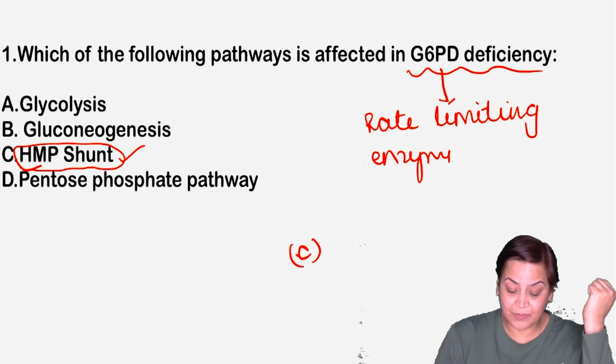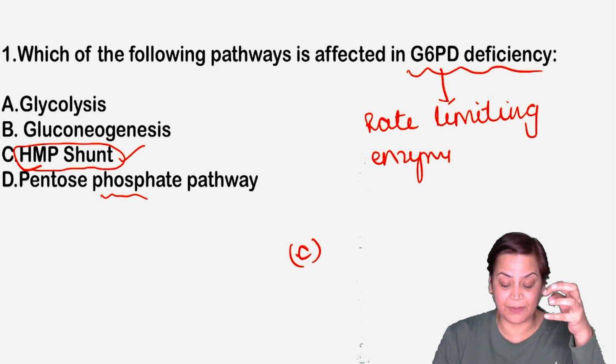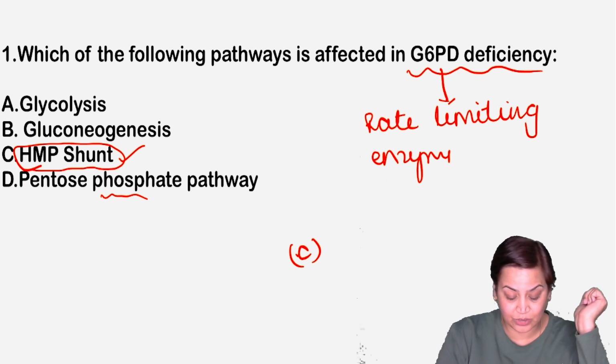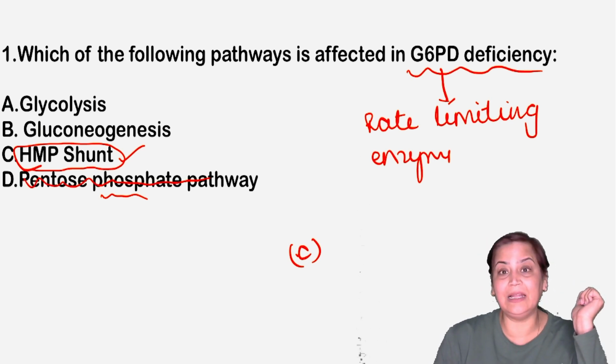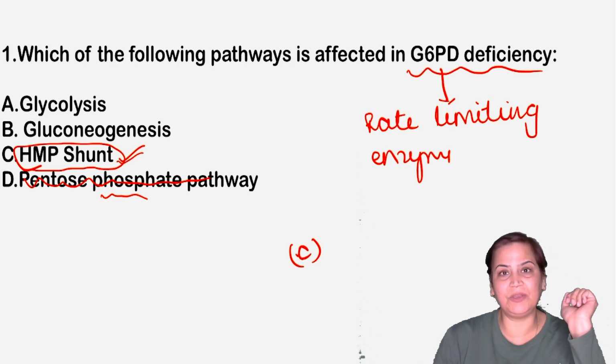Right. Now in this there is an option, pentose phosphate pathway. Sometimes we call HMP shunt the pentose phosphate pathway also. So this option must be something else, so you better correct on it. It has to be HMP shunt.